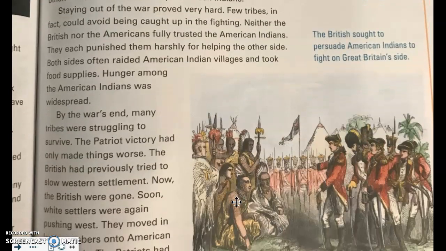And the caption for this picture is "The British sought to persuade American Indians to fight on Great Britain's side."